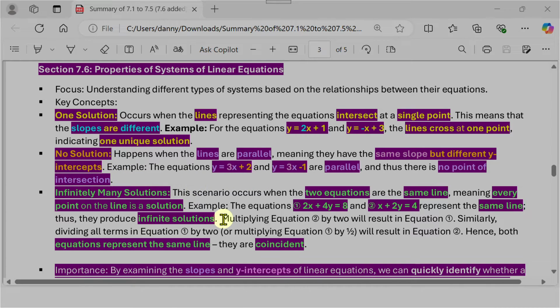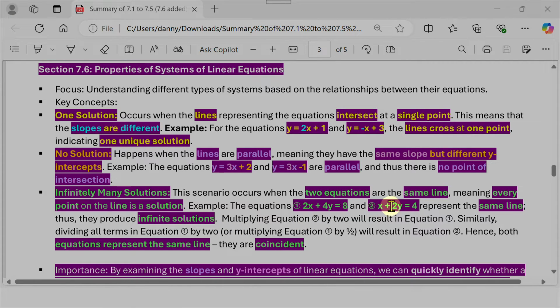There's also a possibility for a linear system to have infinitely many solutions. Okay, this occurs when two equations are the same line, meaning every point on the line is a solution. So for example, in this case, we have equations 1 and 2 here, and although they look different at first glance, this is 2x plus 4y equals 8, and this is x plus 2y equals 4, really this equation, equation 1, is just equation 2 multiplied by 2. If I took equation 2 and multiplied all the terms by 2, I'd get 2x plus 4y equals 8. Well, that's exactly what equation 1 is. So basically, if the two equations represent the same line, they have infinitely many solutions.